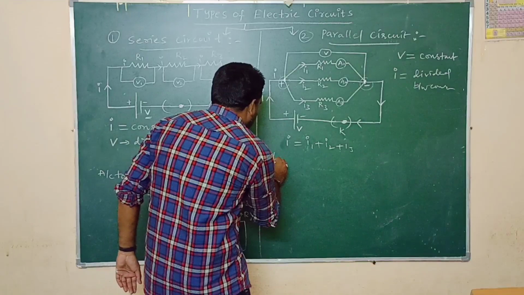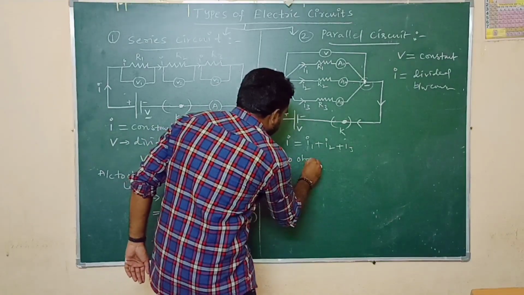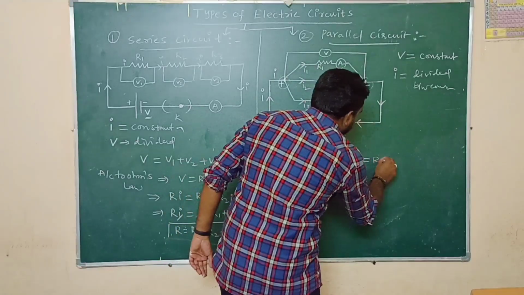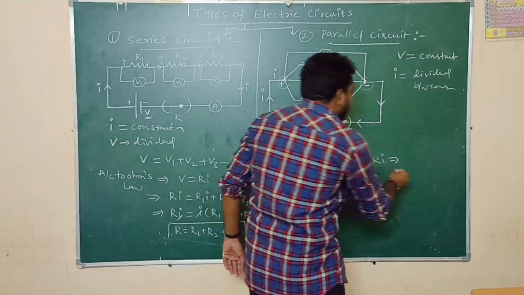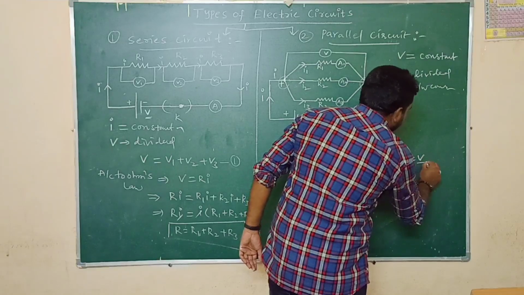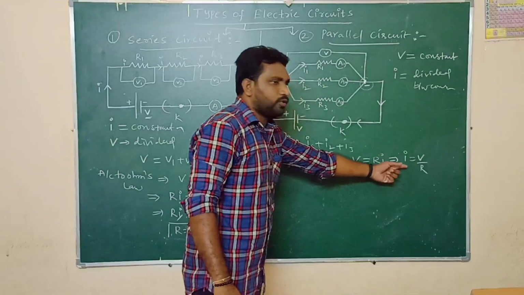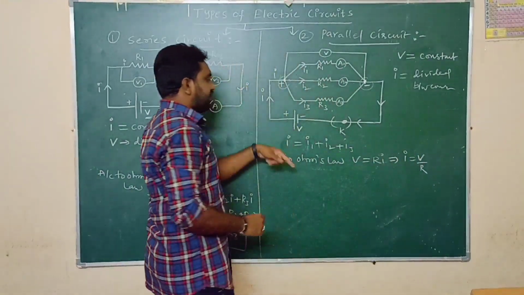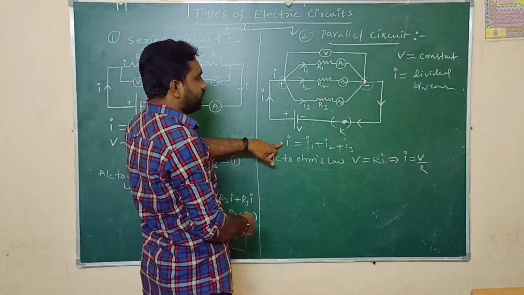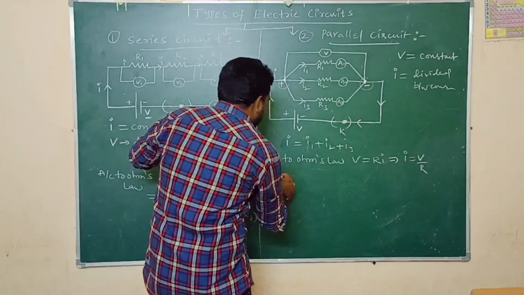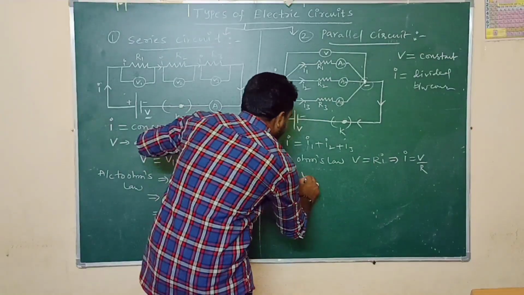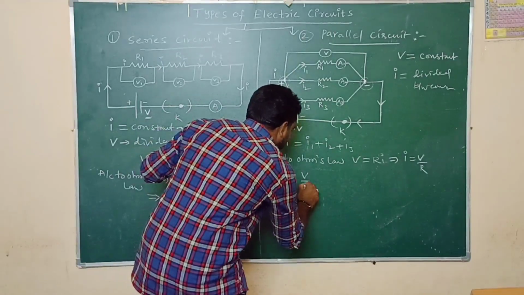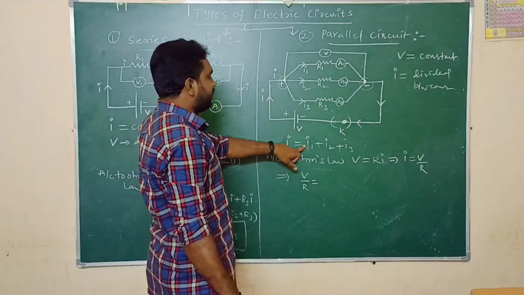According to Ohm's law, we know that V equals R I. From this we can write I equals V by R. Now we are going to use this equation and substitute these values in the above equation. Here I means total current. So total current I equals the total potential difference V by the total resistance of the circuit. We don't know that one, so it is V by R.